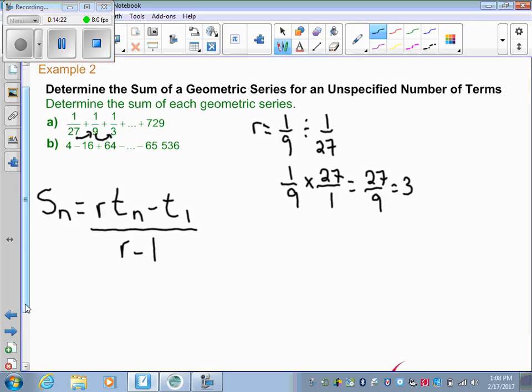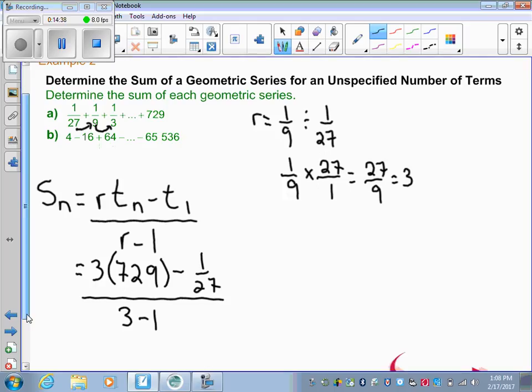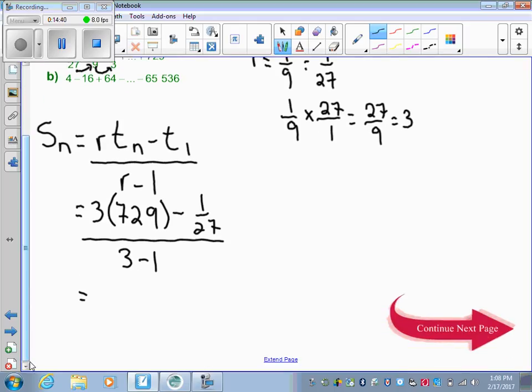Okay. So my ratio is 3. My Tn is 729 minus my T1, all divided by the ratio minus 1. Okay, simplify as much as you can here. 3 times 729 is 2,187 minus 1/27, all over 2.